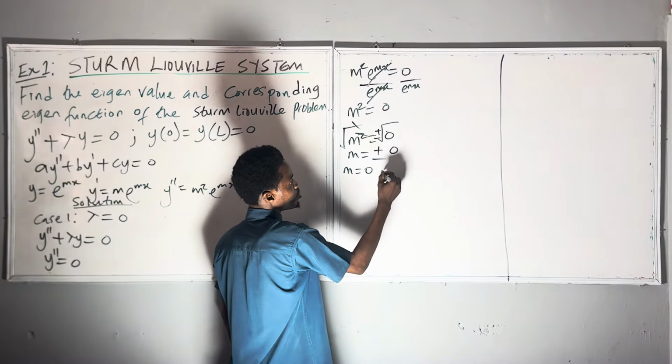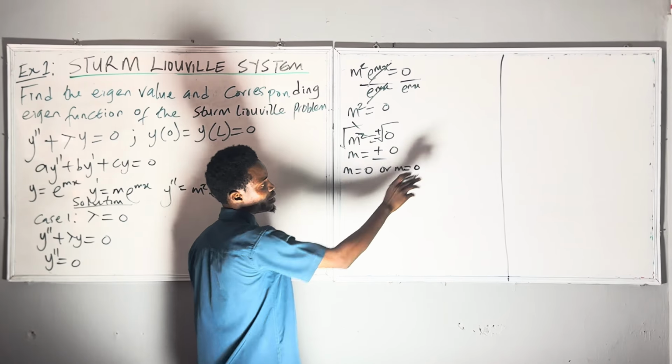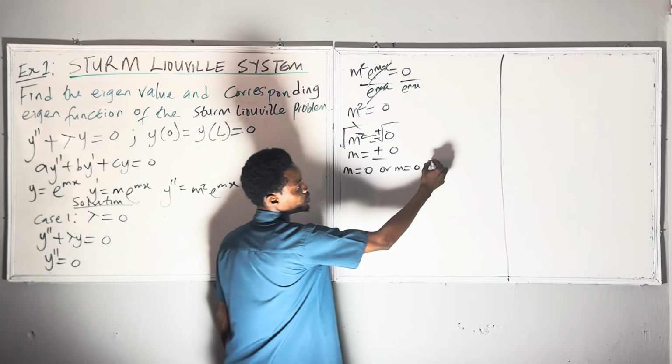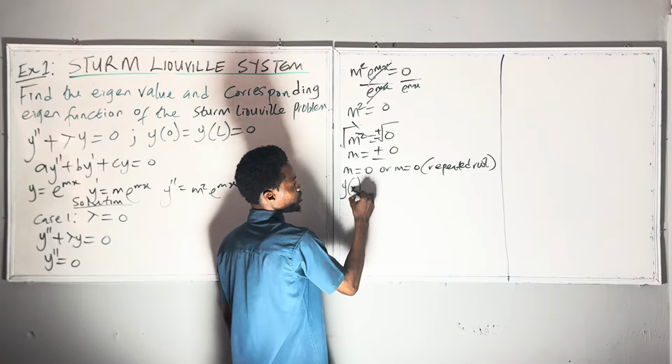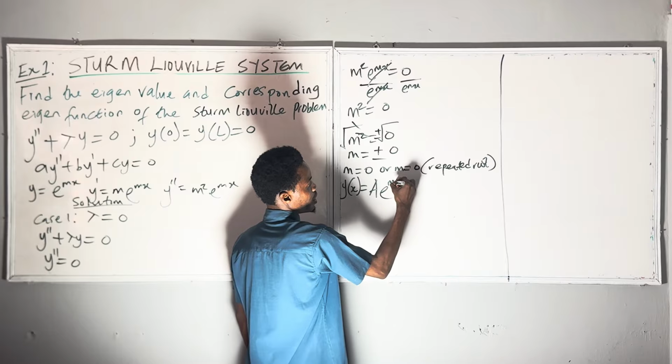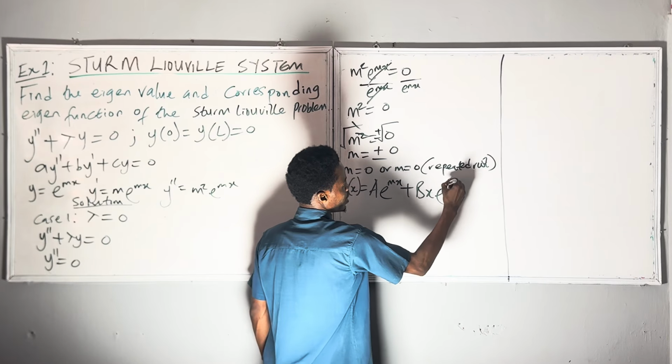So whenever you see this, it forms an auxiliary equation. So whenever we have m equal to 0 twice, it is a repeated root. So whenever we have a repeated root, our general answer will be y of x is equal to A e^(mx) plus Bx e^(mx).